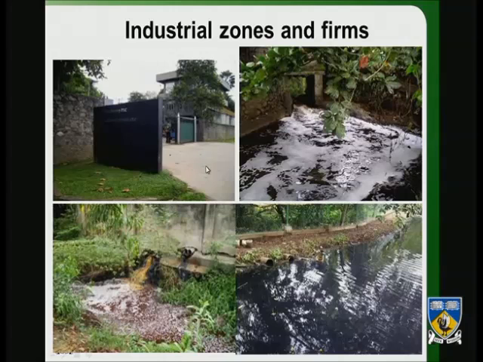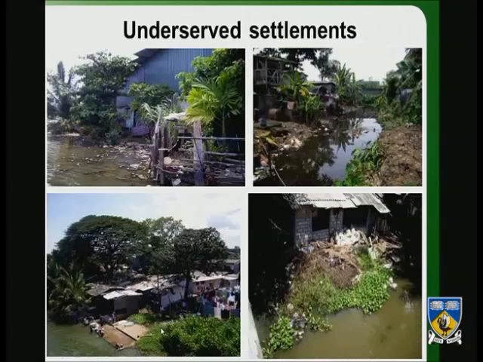So I have put some pictures on it. This is an industrial zone, and this is somewhat treated water coming out from the industrial zone. These two are from individual industries. You can see this one is from a garment industry. All the dyes are coming here. So that is also another danger. And this is also a private company. And these are some of the underserved settlements where they use this water for bathing, washing, and they put all their waste and everything into the river. So this is also another problem we have.